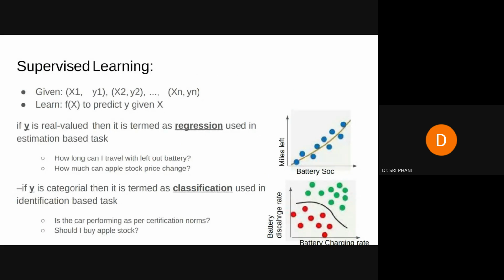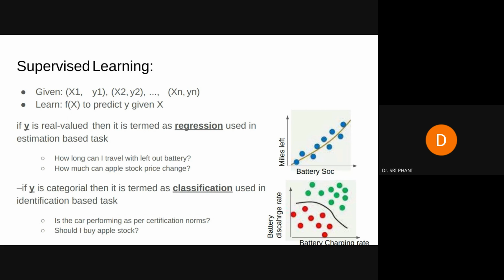In supervised learning, you again have regression and classification. Regression is when, given an input, you want to predict a continuous output. When given an input you want a discrete output, it is called classification. This is a decision boundary, how it is made. In the case of battery SOC, if you want to know the miles left, that is how many miles you can go, that is a continuous value, so that will be a regression.